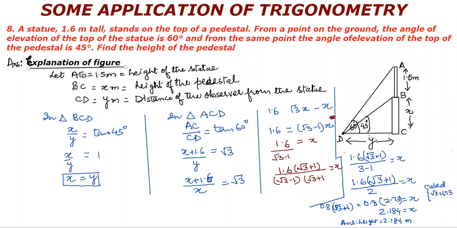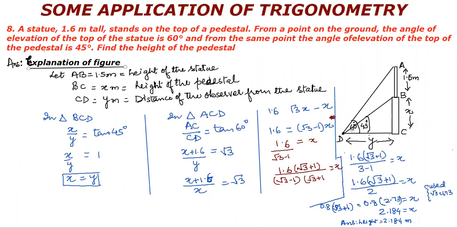A statue 1.6 meter tall stands on the top of a pedestal. From a point on the ground, the angle of elevation of the top of the statue is 60 degree, and from the same point, the angle of elevation of the top of the pedestal is 45 degree. Find the height of the pedestal.